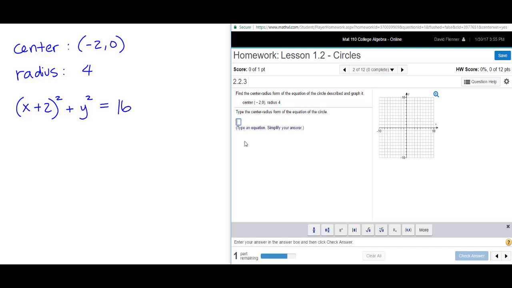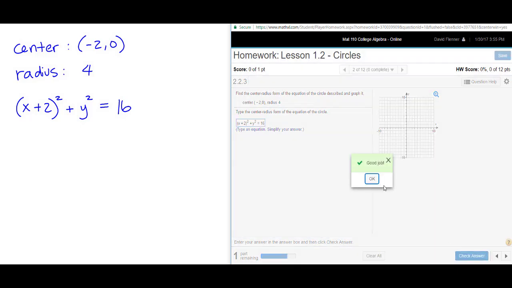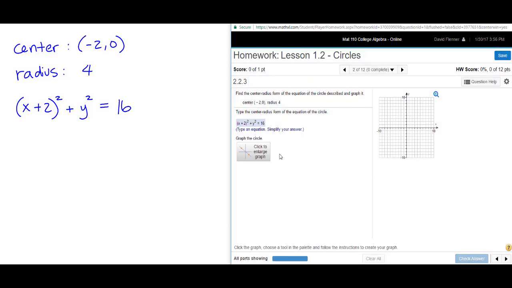Now, in order to type that in, sometimes you need to take advantage of the different tools that are available to you along the baseline here of the problem. So for instance, I can type in x plus 2 just fine, but when I need an exponent, you come over here to this superscript, and you can type in a 2, then just hit the right arrow key to get out of the square, and then you're typing back in line. So then plus y, and I need another exponent, 2, right arrow gets me out of that, equals 16. Once you've typed that in, hit check answer, and you should get it right.